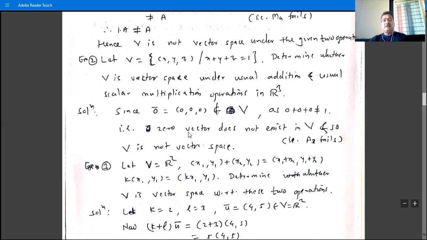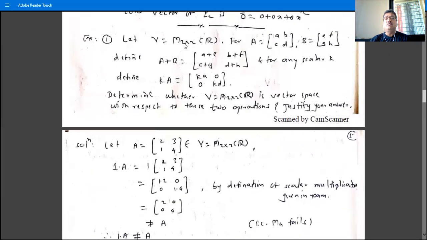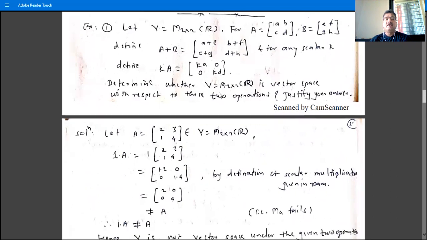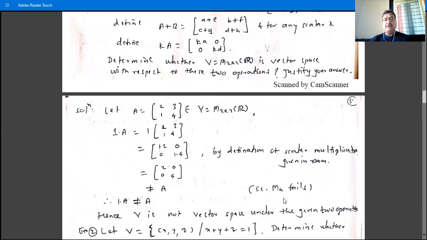In some cases, we see that the set and the two operations satisfy 5 properties and fail the other 5 properties. Out of the 5 failing properties, we can write any one and give it as a counter example. Okay, so this is called a counter example. In this set M2 by 2 R, the operation addition is this, and scalar multiplication is this: kA is k a, 0, 0, k b. Under this operation, this set is not a vector space because the property number M4, the last property, the 10th property, fails for this set.